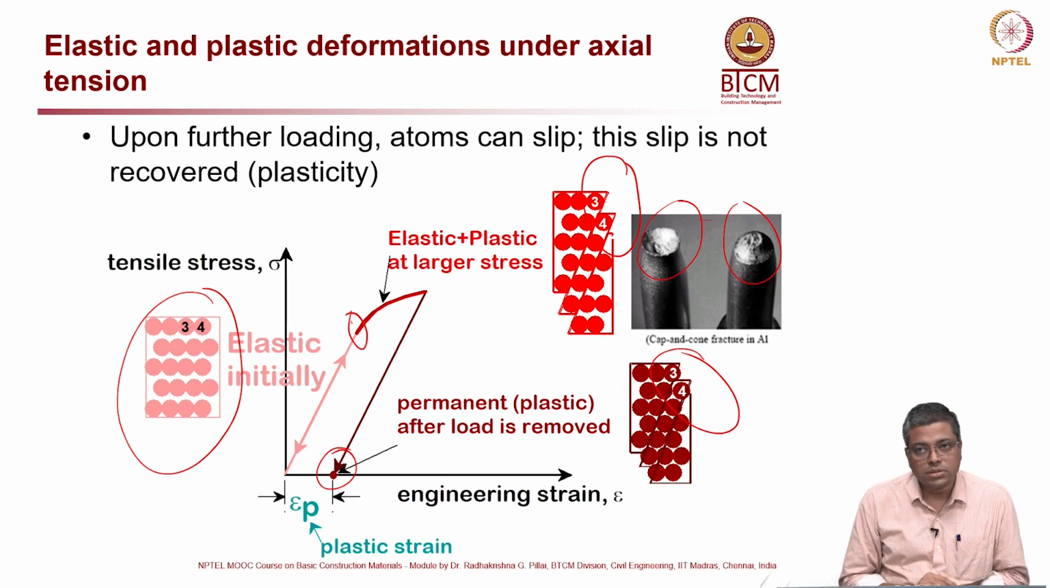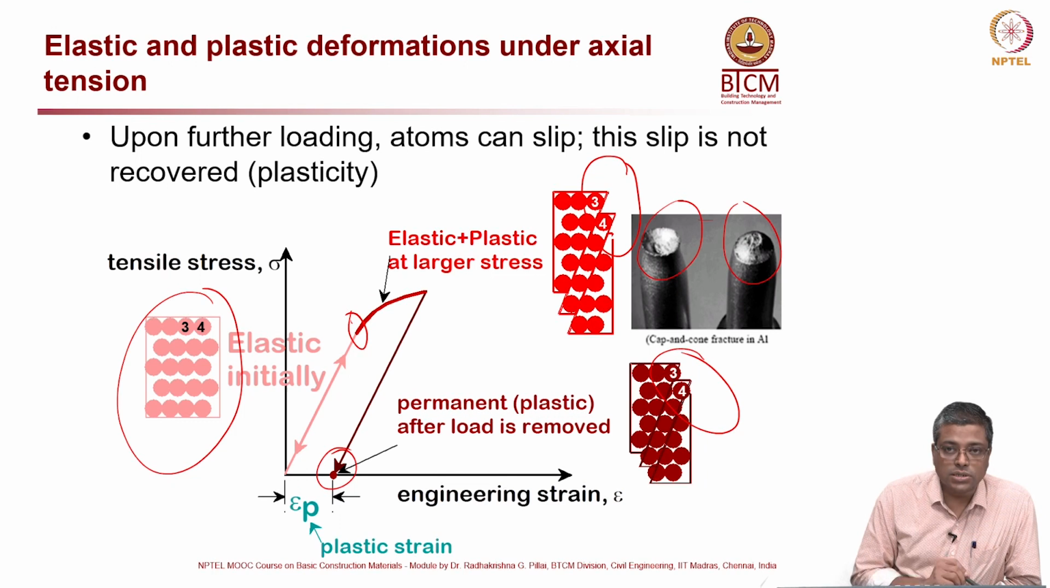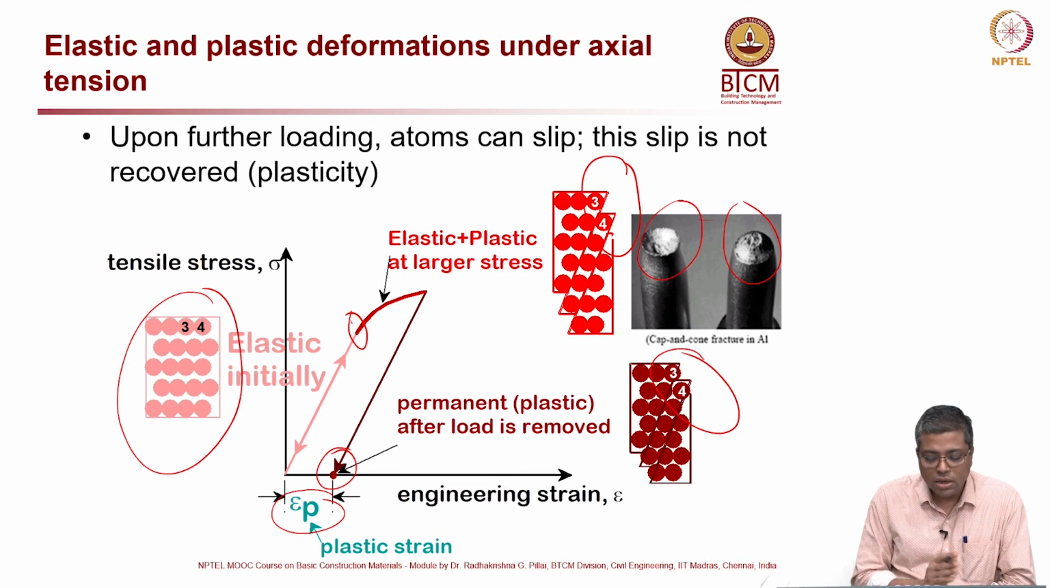Okay. Now, from this sketch, we can get the plastic strain, epsilon p here indicates the plastic strain. That means that much deformation is permanent deformation. Even after unloading, it does not come back to the origin of the curve. So, that is the permanent deformation.